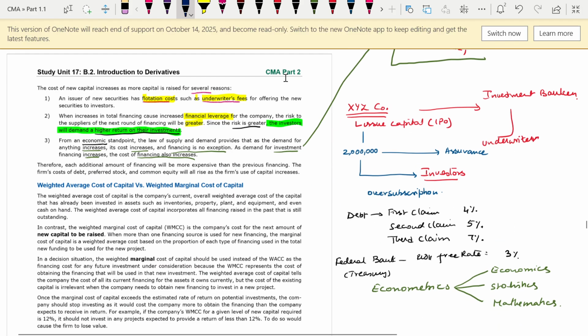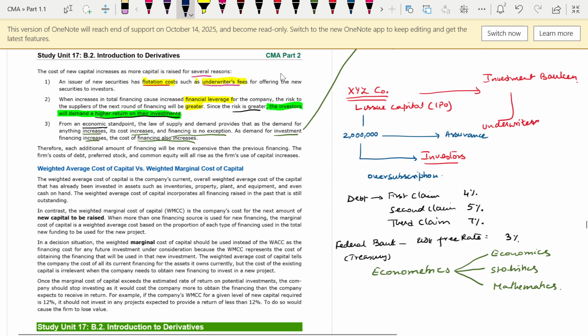Okay, very important. See, they have given very little, but they have mentioned it. Therefore, each amount or additional amount of financing will be more expensive than previous financing. See, you have taken a personal loan, you have taken a vehicle loan, you are taking a housing loan. What will happen? Automatically, the bank will see that there is a debt burden ratio, DBR.